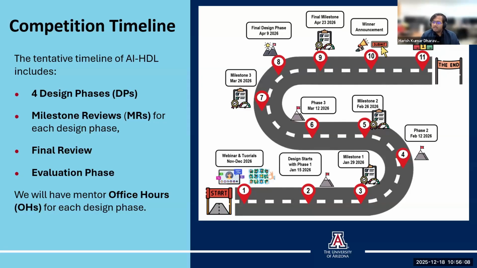Now that we are done with our final webinar, we can look at what our roadmap looks like. Our design phase one starts on Jan 15th, and then we'll have a milestone one where we'll be reviewing your designs and giving you updates on Jan 29th. A week later, we'll be giving you a date for the final review and evaluation right before phase two. Then we move ahead to phase two, and similarly go through milestone two, phase three, milestone three. Professor, would you like to take over?